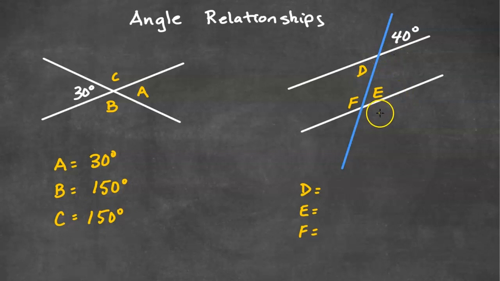Next, we have two lines that are parallel to each other, and we have a transversal that goes through these two parallel lines. On the top right is a 40-degree angle, and we're looking for angles D, E, and F. Now, angle D and the 40 degrees are vertical angles, so they are equal. So angle D is also 40 degrees. Angle E is what we're looking for next, and angle E and D are alternate interior angles, which are equal to each other. So E is also 40 degrees. And angle F and E are supplementary angles, which means they have to add up to 180 degrees. So 180 minus 40 gives us 140 degrees.